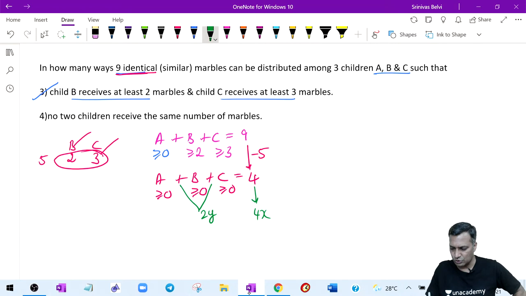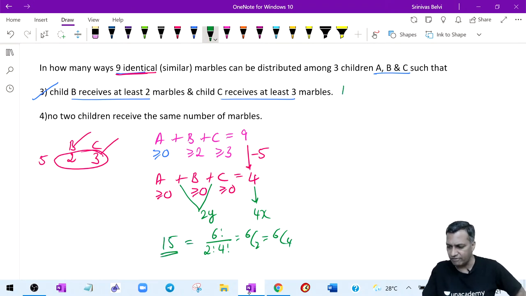So, which is nothing but, as you said, 6 factorial by 2 factorial, 4 factorial, 6C2 or 6C4, all these are the ways of representation. I asked you to give me the number. Number is simply 15. 15 becomes the number.